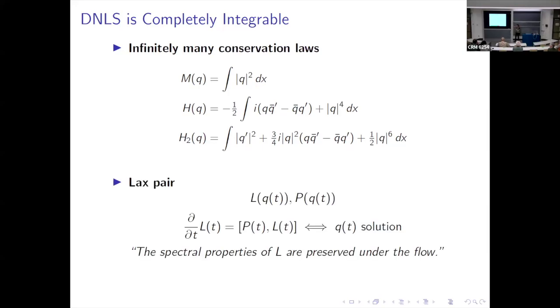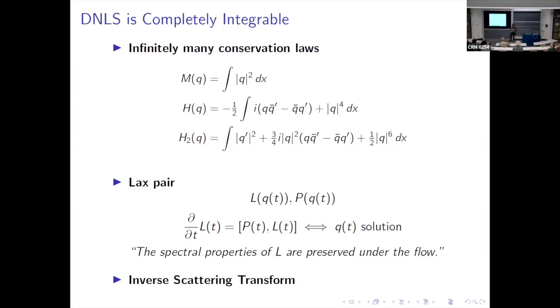Another feature of completely integrable equations is the existence of a Lax pair. What is a Lax pair? It's a pair of operators, L and P, that depend on Q, okay? And when is it a Lax pair? It's a Lax pair when this thing right here holds. So when L and P satisfy this equation, the derivative of L is equal to the commutator of P and L, if and only if the Q that I plugged in there is a solution to DNLS, okay? And why is this interesting? It is interesting because this equation right here encodes a lot of hidden structure. In particular, because of this equation, we can tell that the spectral properties of the operator L are going to be preserved under the flow.